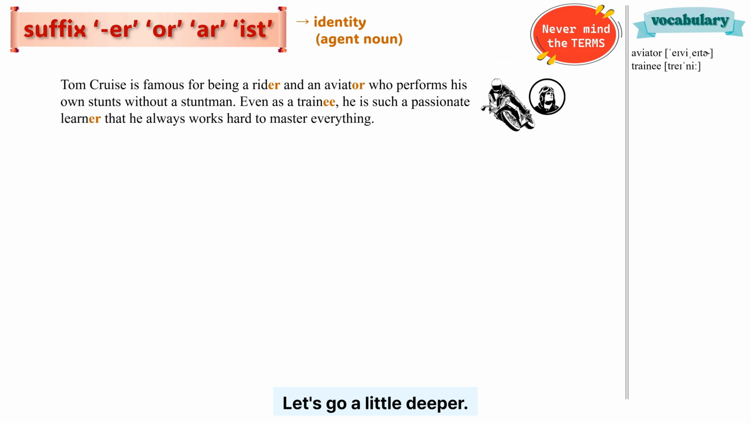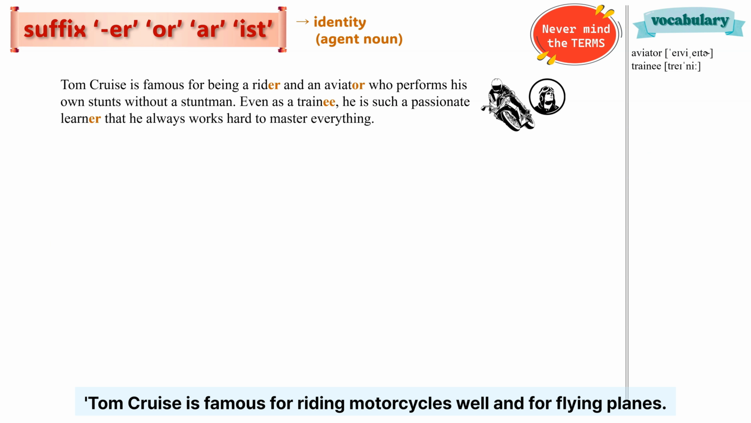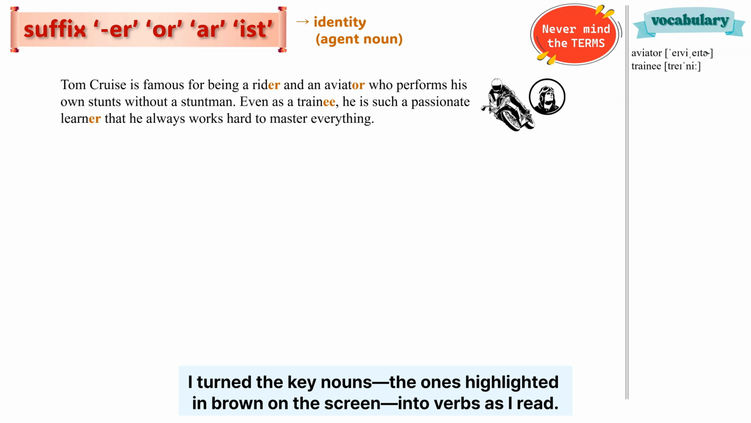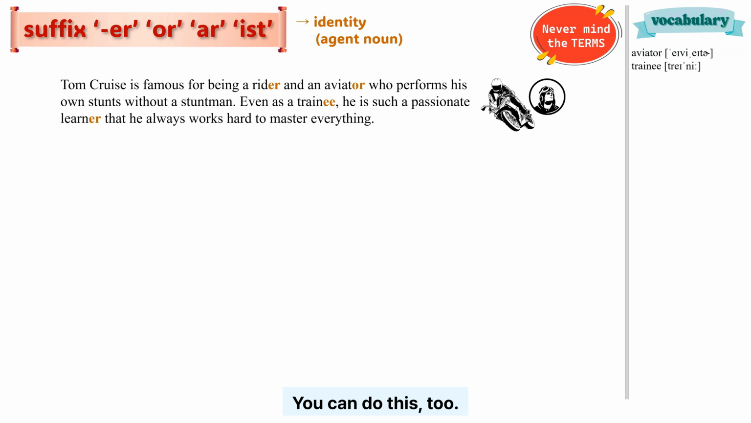Let's go a little deeper. Tom Cruise is famous for riding motorcycles well and for flying planes. He even does his own stunts without a stuntman. Even when he's in training, he learns with real intensity, so he always works hard and ends up mastering everything. Did you hear how I processed the information? I turned the key nouns, the ones highlighted in brown on the screen, into verbs as I read. You can do this too.